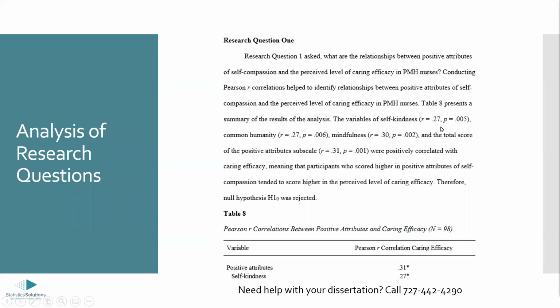And in this case, because we have significant correlations, we can say that the variables are significantly related to each other, and we reject our null hypothesis and make that clear statement. And again, you may want to have a table showing relevant statistics for the analysis. Here, we just have a table showing our correlation coefficients.